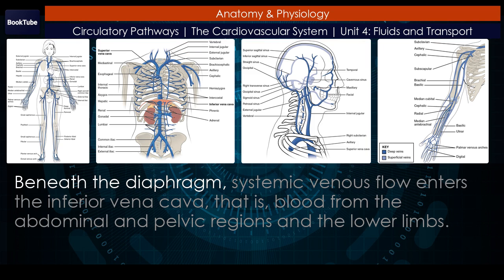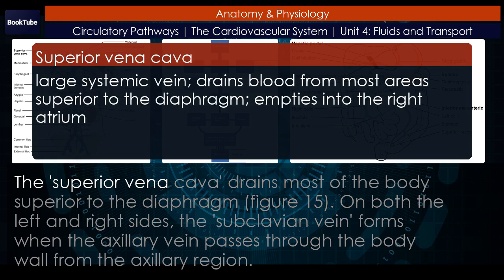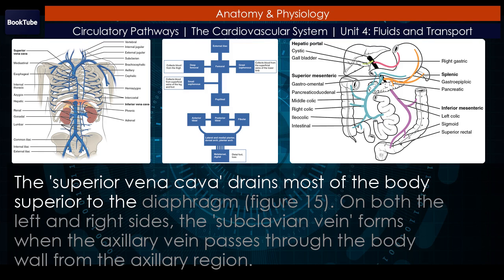Beneath the diaphragm, systemic venous flow enters the inferior vena cava. That is, blood from the abdominal and pelvic regions and the lower limbs. The superior vena cava drains most of the body superior to the diaphragm.